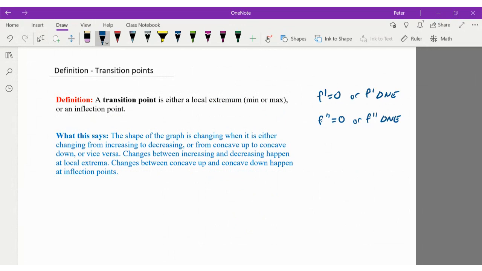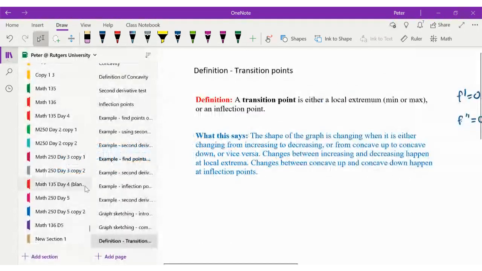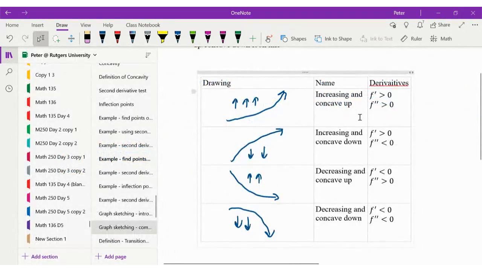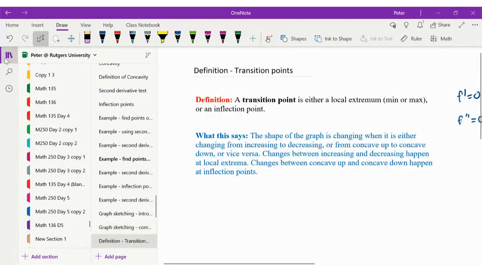So we're going to call these transition points because they're places where there's going to be a transition in the shape of the graph. Those are the places that we're actually going to look for before we start to sketch the graph, and then we're going to analyze whether the first derivative is positive or negative on either side of those transition points, and that's going to allow us basically to pick one of these shapes as the shape to draw for that interval of the graph. Anyway, that's what we're going to do.